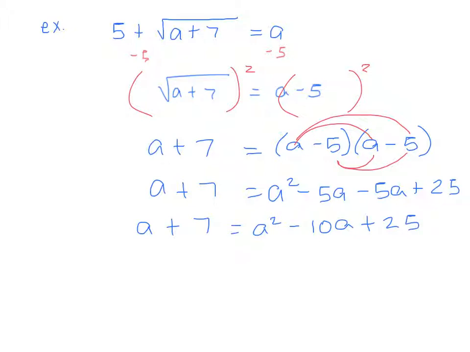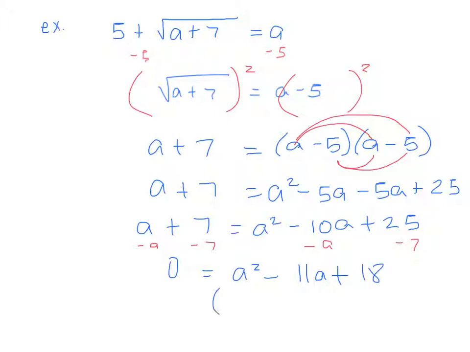Now, at this point, we should recognize that this is a quadratic equation because the highest exponent is 2. Since it's a quadratic, we want to make it equal to 0 so we can factor and solve. So I'm going to take a from both sides and take 7 from both sides, lining up the like terms. So we get that 0 is equal to a squared minus 11a plus, and we have 25 minus 7, 18.